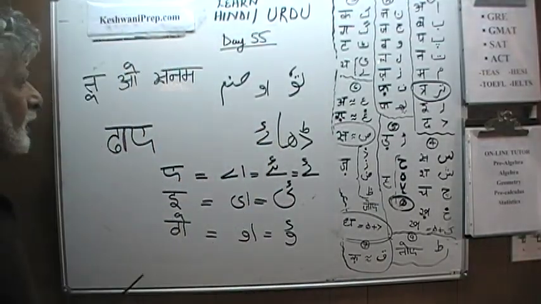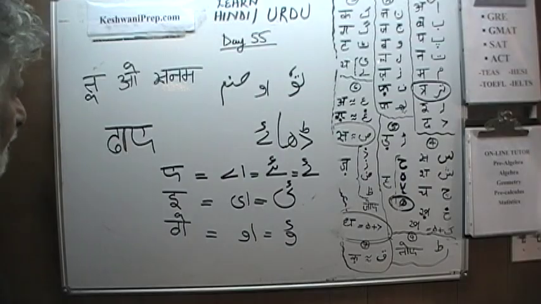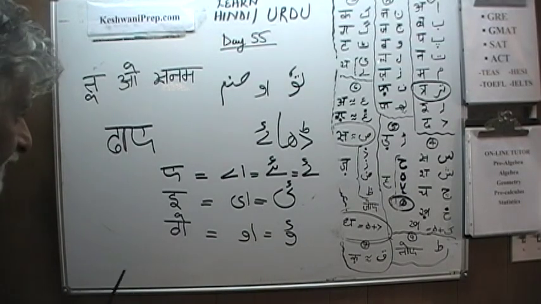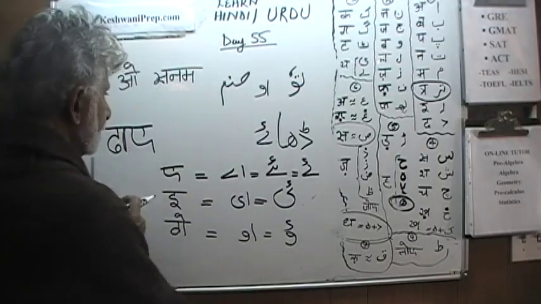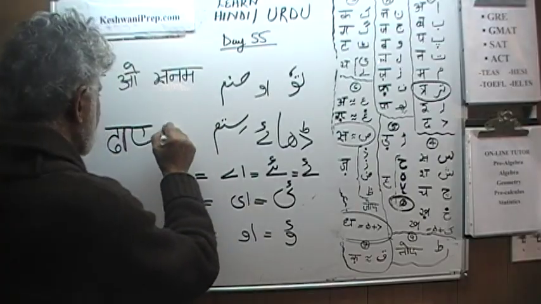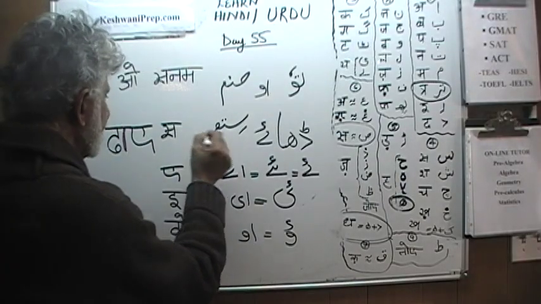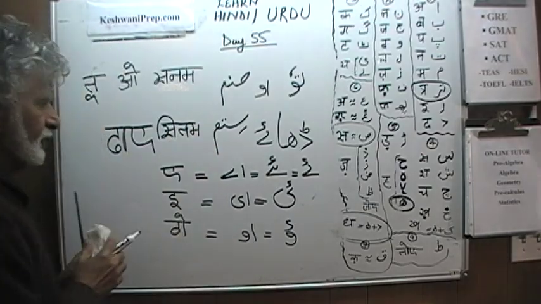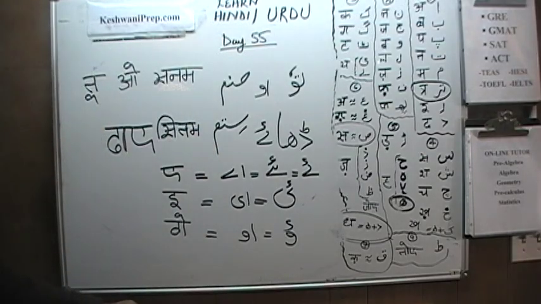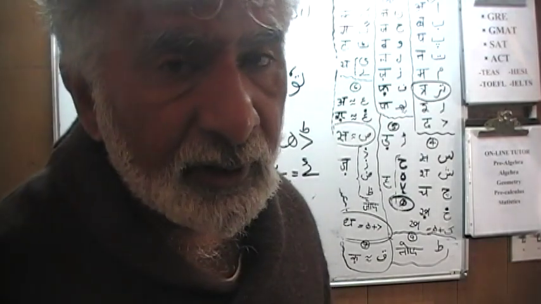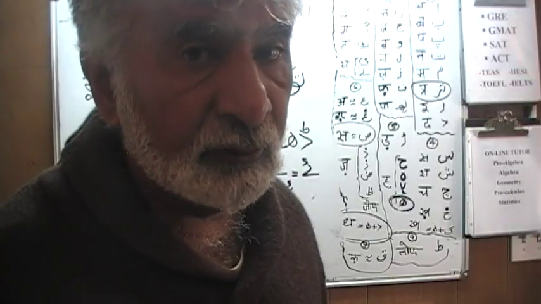Dhae. Tu o sanam, dhae, sitam. Sitam is something we learned yesterday. Choti ki matra, sitam. Sitam means to treat somebody unfairly, to mistreat someone. We learned a synonym of sitam yesterday. The synonym of sitam is zulm.